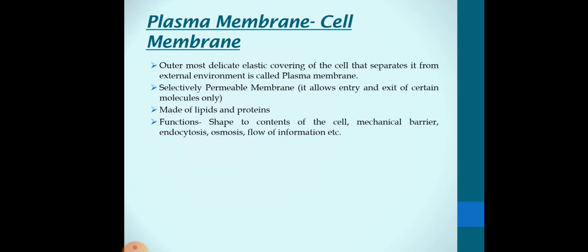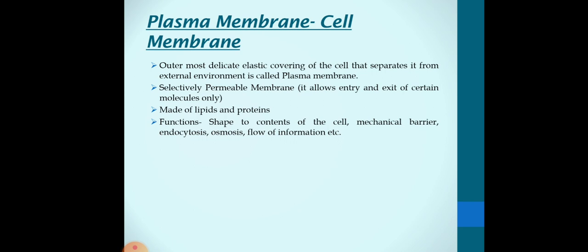from the outside environment. The plasma membrane is also a selectively permeable membrane. What does it mean? Selectively permeable means that the plasma membrane allows the entry and exit of certain molecules only. Not all molecules are welcomed inside the cell. There are some molecules which could be harmful for the cell, so the entry of those molecules is restricted by the plasma membrane. That is why the plasma membrane is called a selectively permeable membrane. The plasma membrane, or the cell membrane, is made of lipids and proteins.